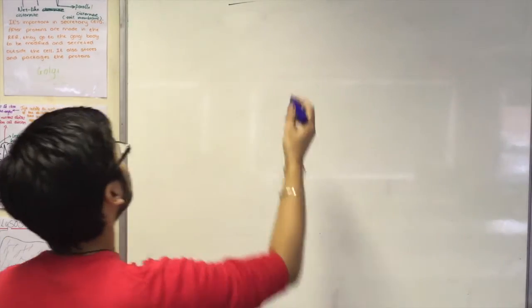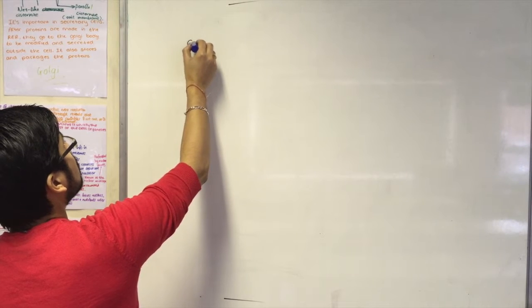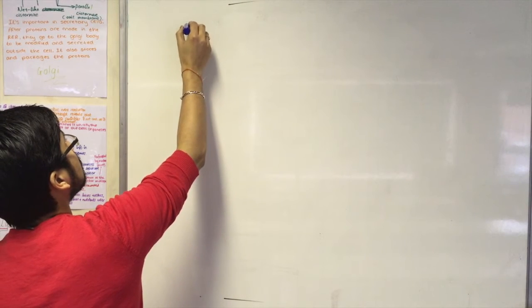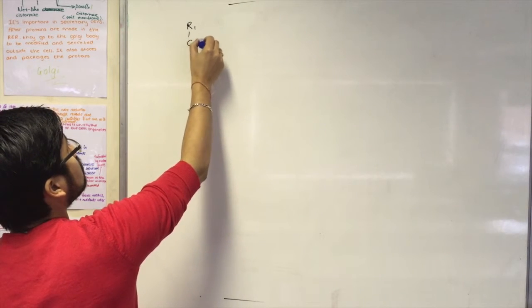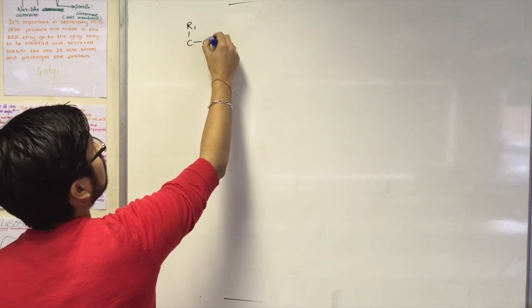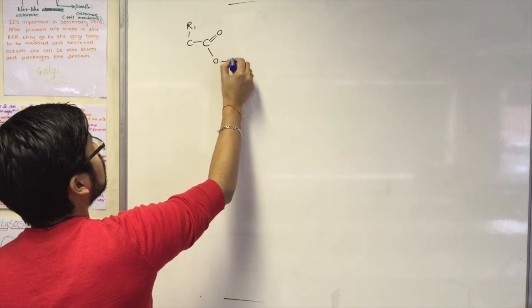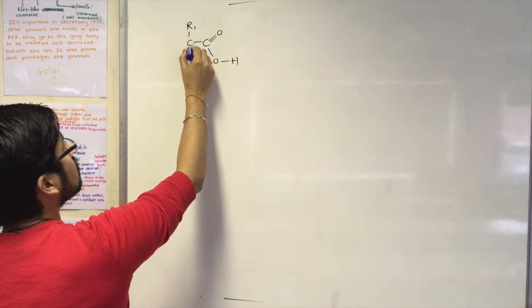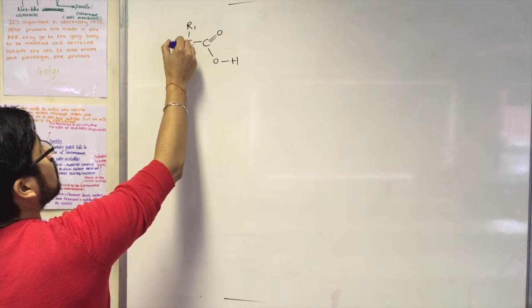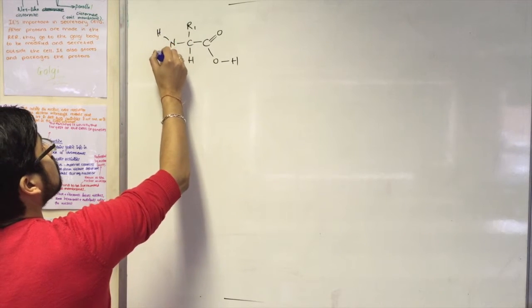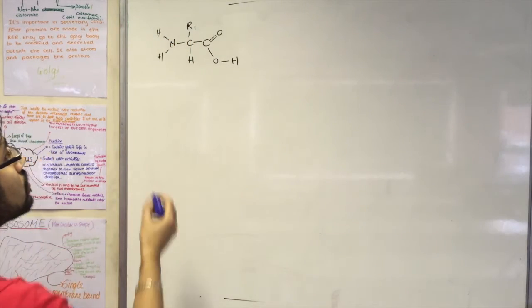Okay, so here we go. We're going to start off with the amino acid. Very basic. Central carbon, carboxyl group, hydrogen, and amino group. Okay?